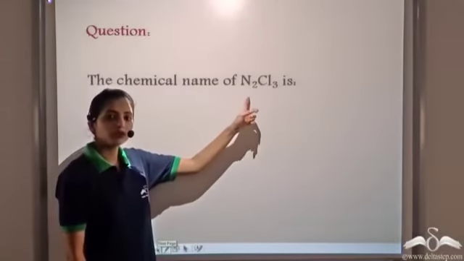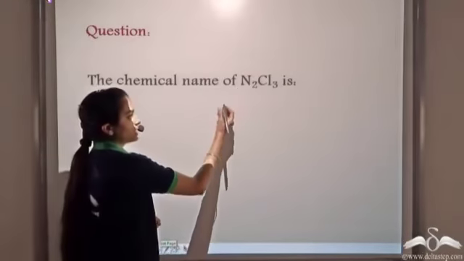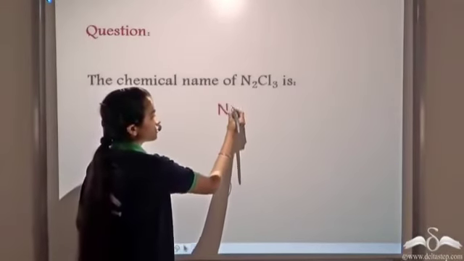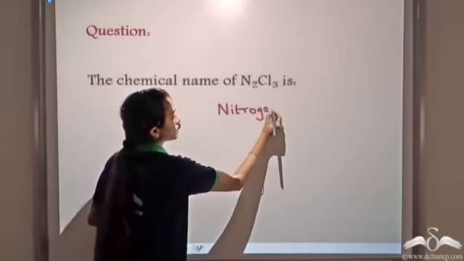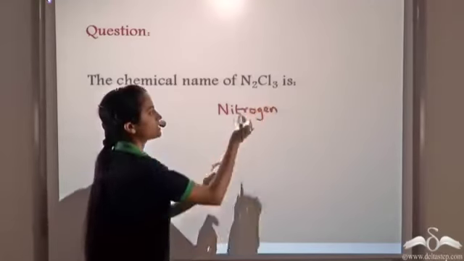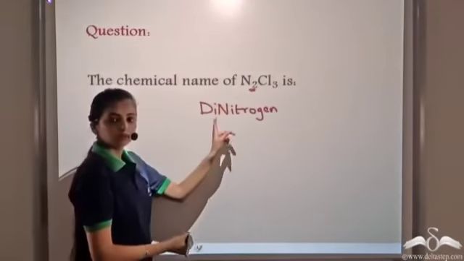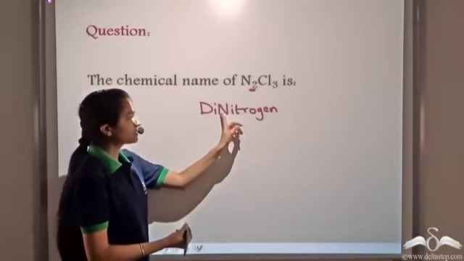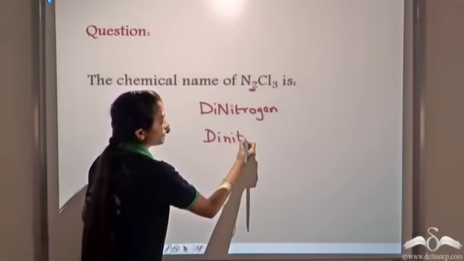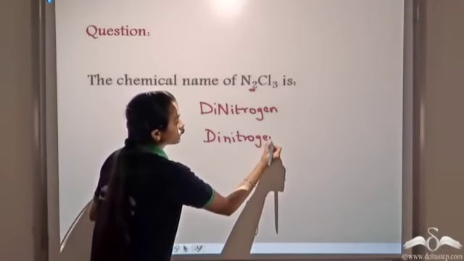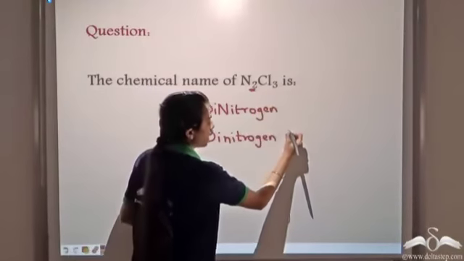So when we have this compound, N2Cl3, how do we name this? We know N is nitrogen, which remains as it is. And here we see 2 atoms of nitrogen, so we have dinitrogen. We write the N small in between; we do not write a capital letter in the middle. And we see 3 atoms of chlorine, so this becomes trichloride.